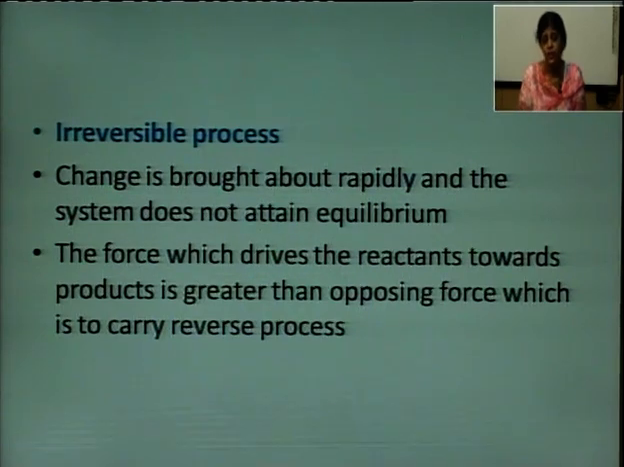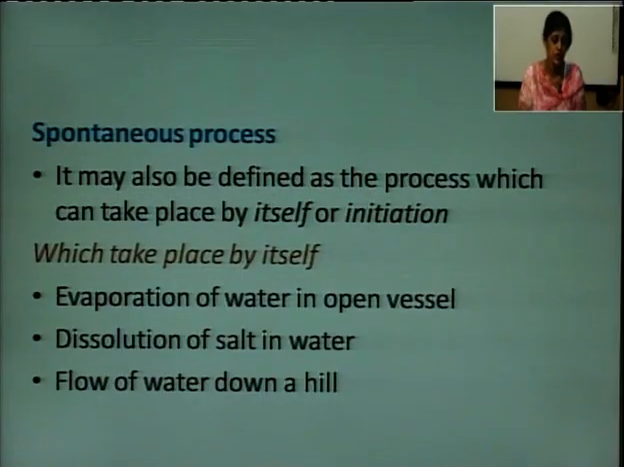Now, next thing, a spontaneous process. As the word suggests, spontaneous means by itself. So, a spontaneous process may be defined as a process which can take place by itself or by initiation. We can have examples in this case. Ones which take place by themselves are evaporation of water in a vessel, dissolution of salt in water, or flow of water down a hill. If we flow water from a hill, it will come down. So, such processes are known as spontaneous processes. So, spontaneous processes are those processes which take place by themselves.